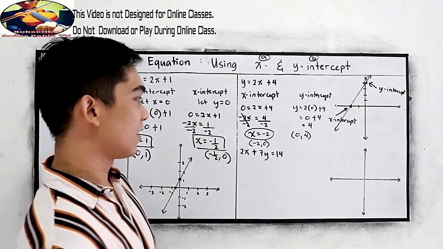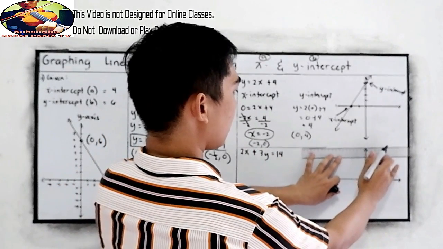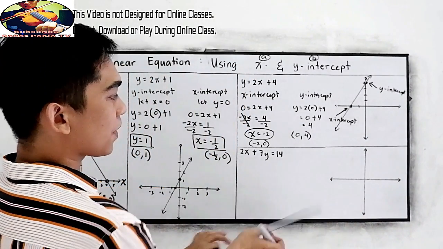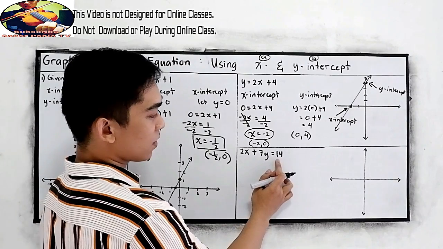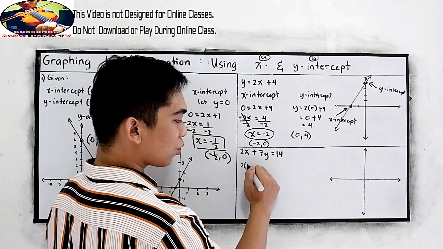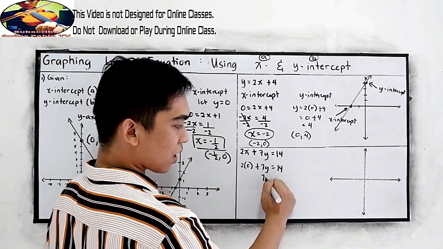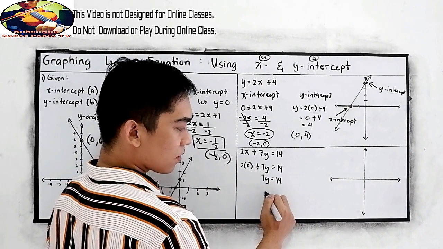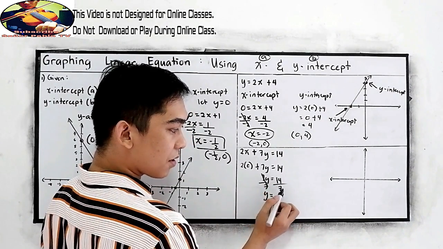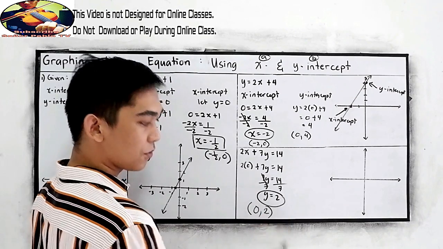Now, let's proceed to our last problem. So 2x plus 7y is equal to 14. So let x be equal to 0. So that will be 2 times 0 plus 7y is equal to 14. So this will become 0. So 7y is equal to 14. So y is equal to, divide by 7, cancel out. 14 divided by 7, that is 2. So the point is 0, positive 2.